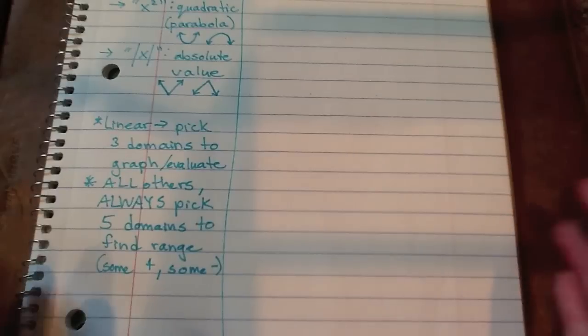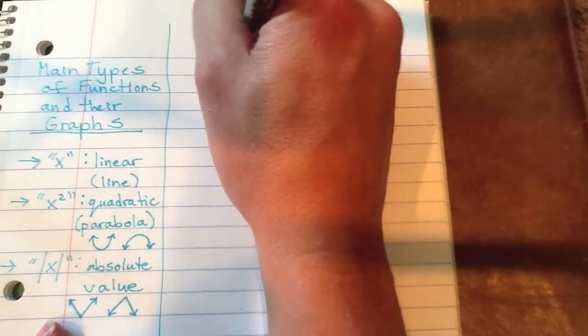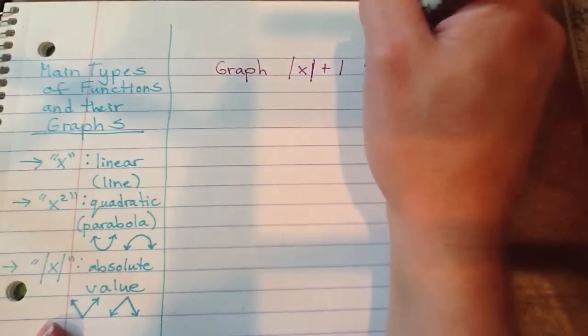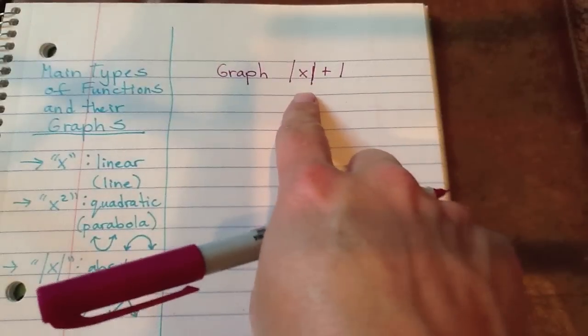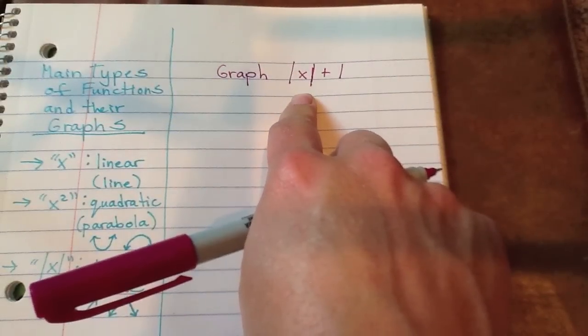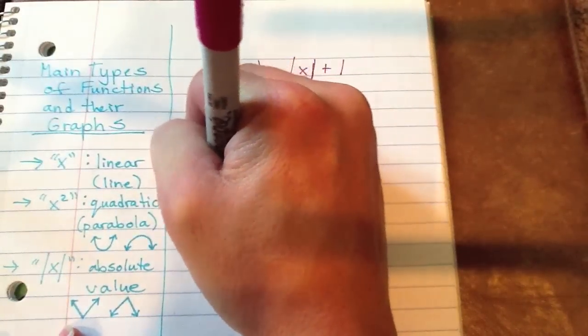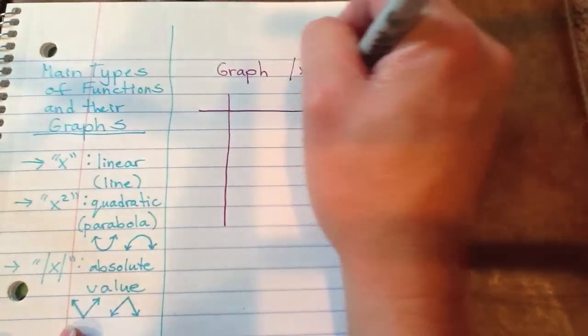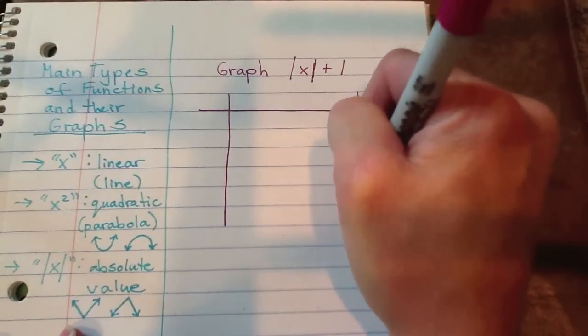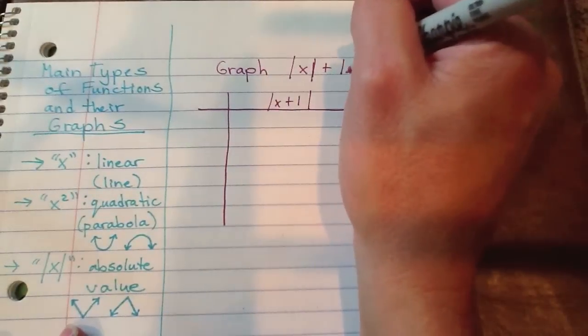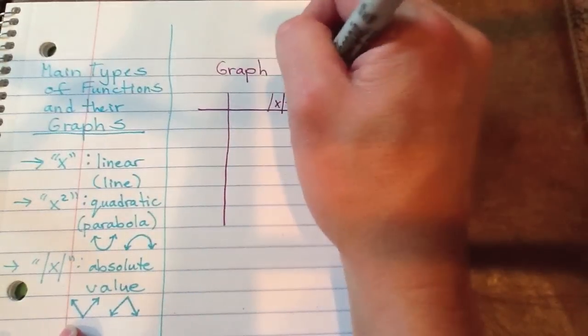So let's go ahead and graph another one, just like we did the last one. It tells you to graph absolute value of x plus 1. Because you see absolute value, you should automatically know your graph needs to be a V in the end. So you're going to do exactly what we did in the last one. You set up your chart. Absolute value of x plus 1.